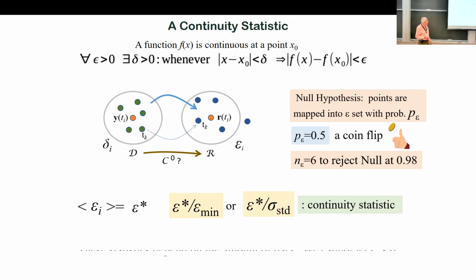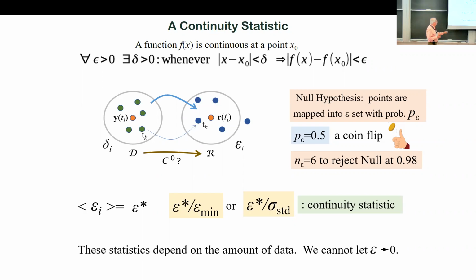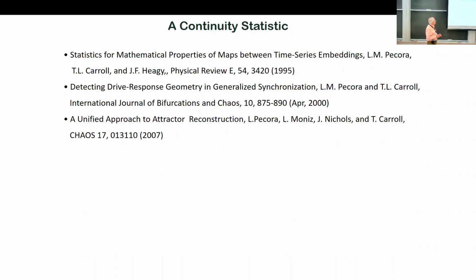I'm going to do this. I'll show you how this works. Remember, they depend on the amount of data, and you can't go to 0. So more data will probably shrink this epsilon minimum. This should shrink too if there's a continuous function. If it doesn't, then we could say we have a problem. There's something discontinuous there. So let's try that.